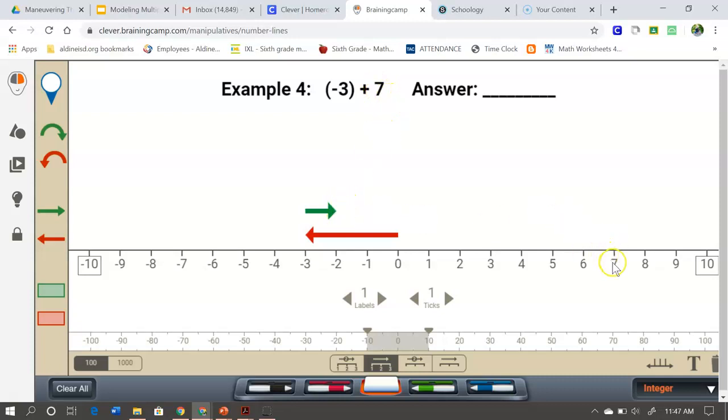Again, I'm not going to go to +7. I'm going to move 7 units from where I am, and currently I am at -3. So if I want to move 7 units, I need to go 1, 2, 3, 4, 5, 6, 7, and I land at +4. So -3 plus 7 is +4.